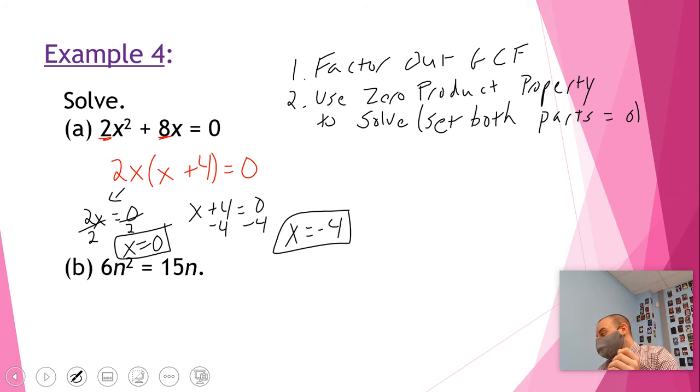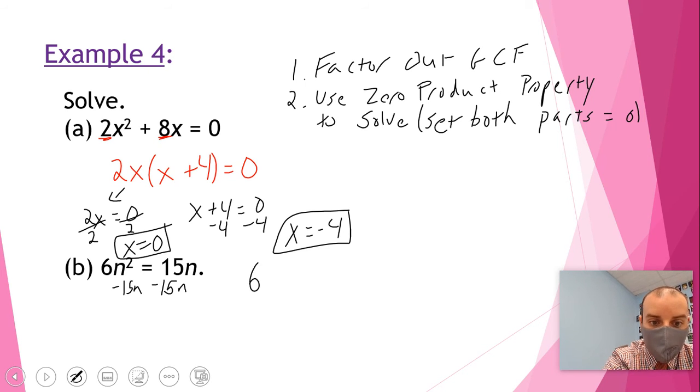So if we look at letter B here, or example B, it's not equal to 0 to start. So the first thing we want to do is set this equal to 0 by subtracting the 15n from both sides. So now we're going to have 6n squared minus 15n is equal to 0. Now that we have it set equal to 0, we can go ahead and factor out the greatest common factor.